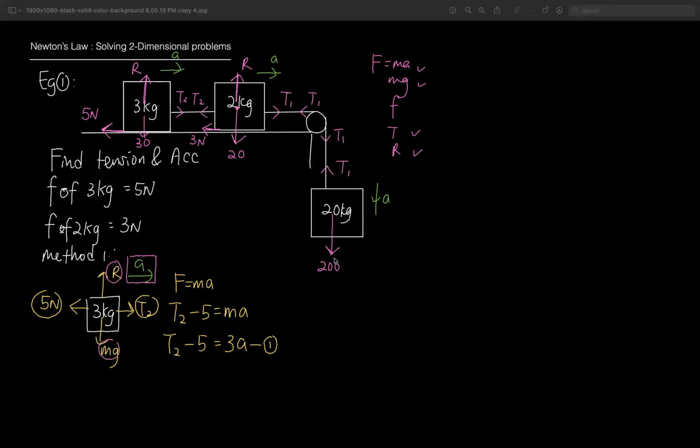Okay, free body diagram number 2. Here, I draw the 2 kg.